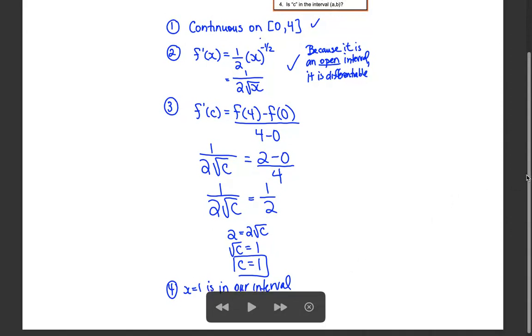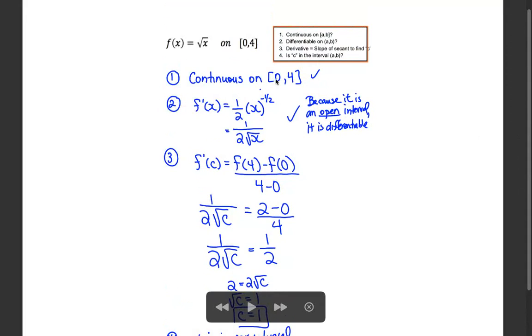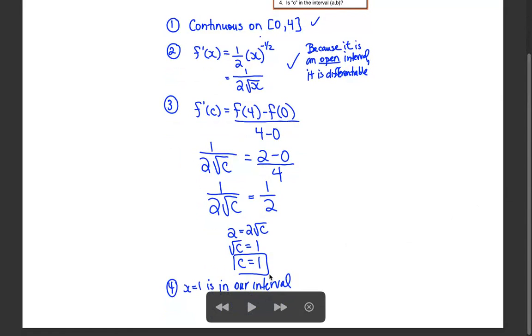And it works out because x equals 1 is on our interval between 0 and 4. So that means that at x equals 1, the instantaneous rate of change is going to be equal to 1/2, just like the average rate of change between 0 and 4 for this particular function. So with the mean value theorem, I was able to apply it, and then I was actually able to do some algebra to figure out that value of c, or x, that works for this situation.